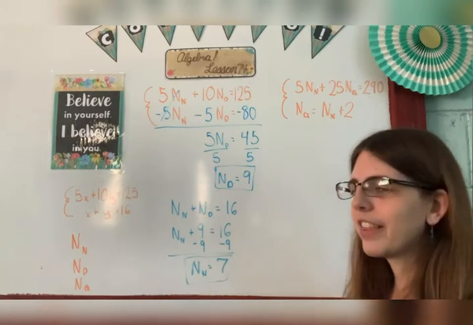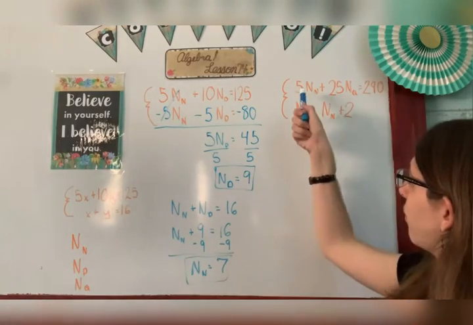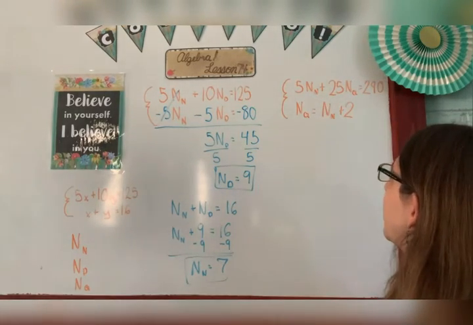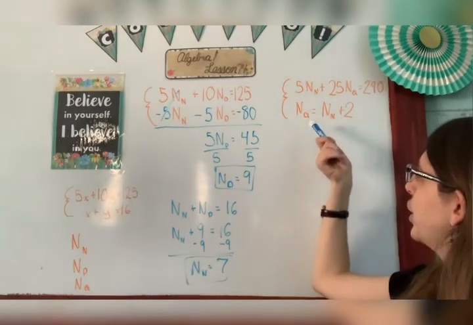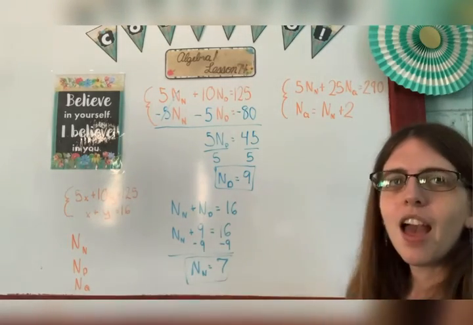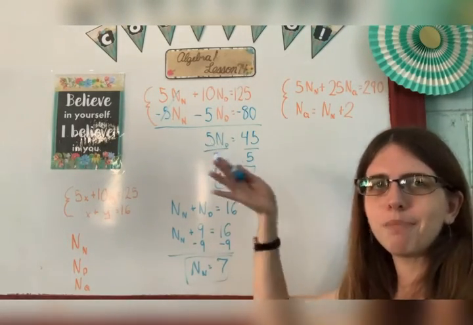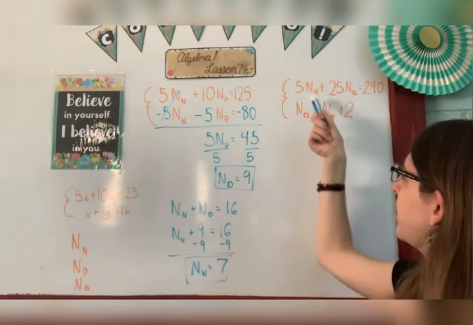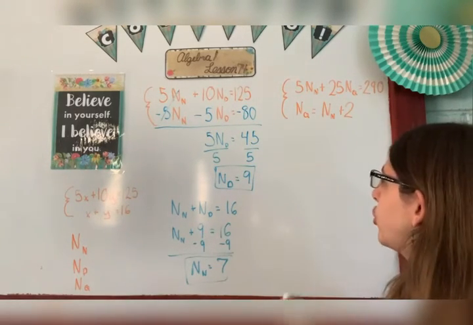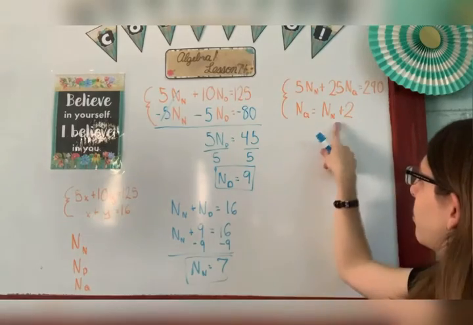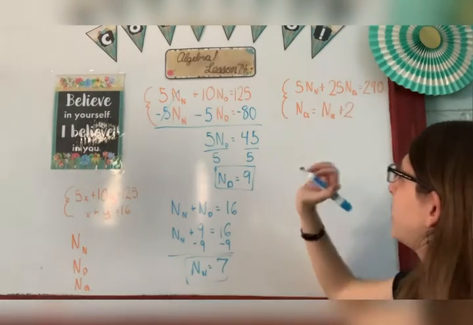Okay, so let's try the second example. 5n_n plus 25n_q equals 290. n_q equals n_n plus 2. I could move this around and do elimination, but why? Why bother? I can just substitute since I know that n_q is equal to n_n plus 2. I'm going to put n_n plus 2 in place of n_q.